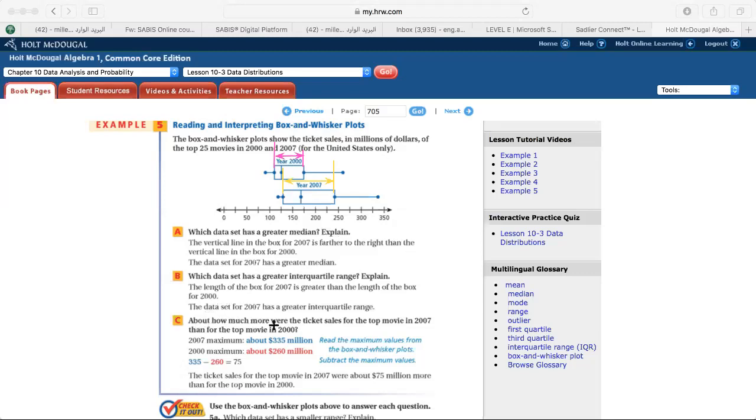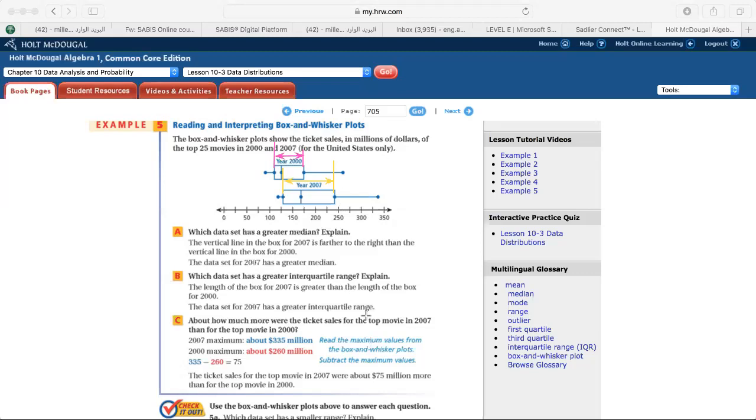About how much more means I'm going to subtract the ticket sales for the top movie in 2007 from the top movie in 2000. About how much more were the ticket sales for the top movie in 2007 than for the top movie in 2000. Top. What is the meaning of top?